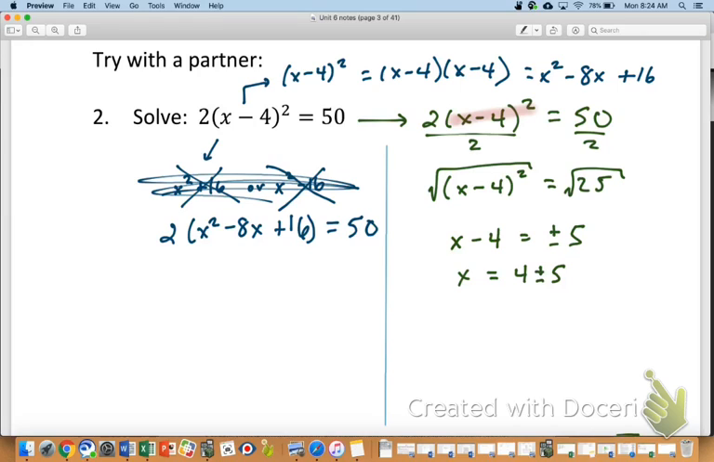And then you just split it up. What's 4 plus 5? 9. What's 4 minus 5? Negative 1. So those are your two solutions. That's so simple. I agree.